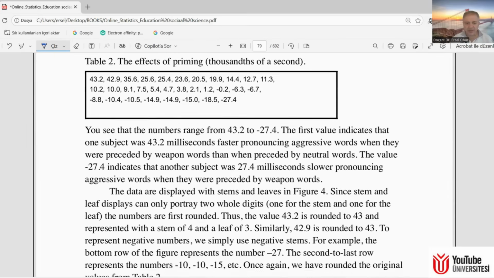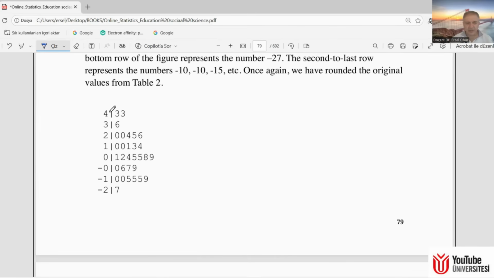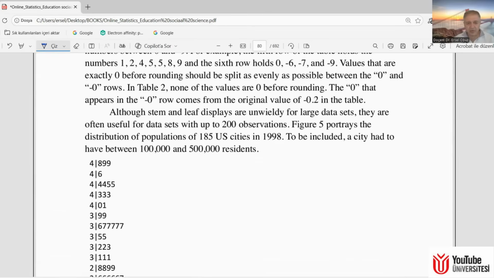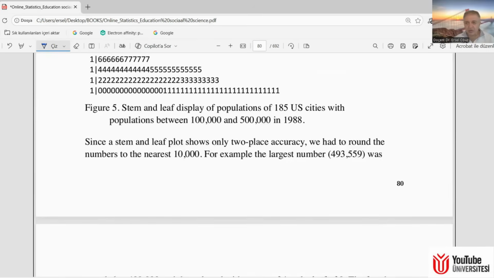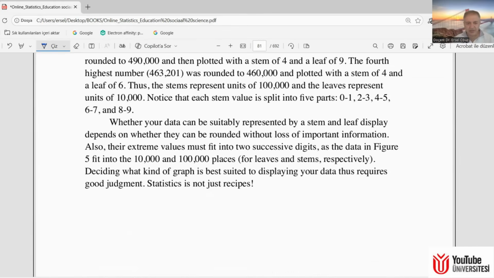Those are some different examples. You see the same idea, 43, 43, 36, 21, 10, 10. Okay, so you have minuses here. So in the minus scale, you have the same idea, same logic to follow. Those are just the variations of the stem and leaf display.